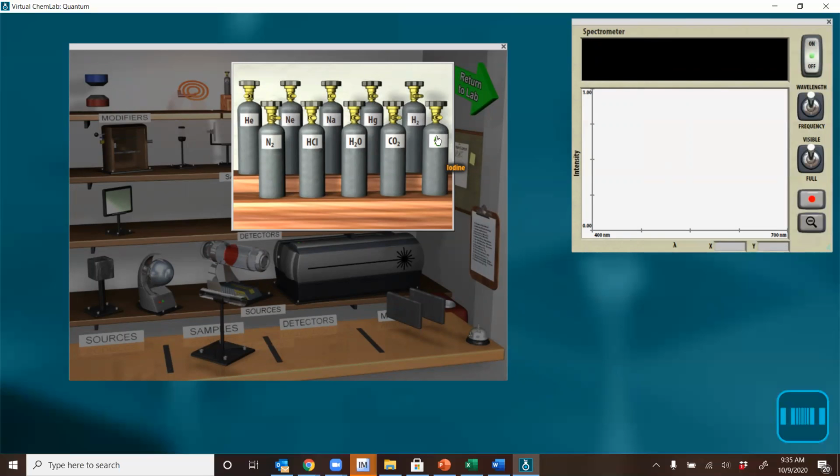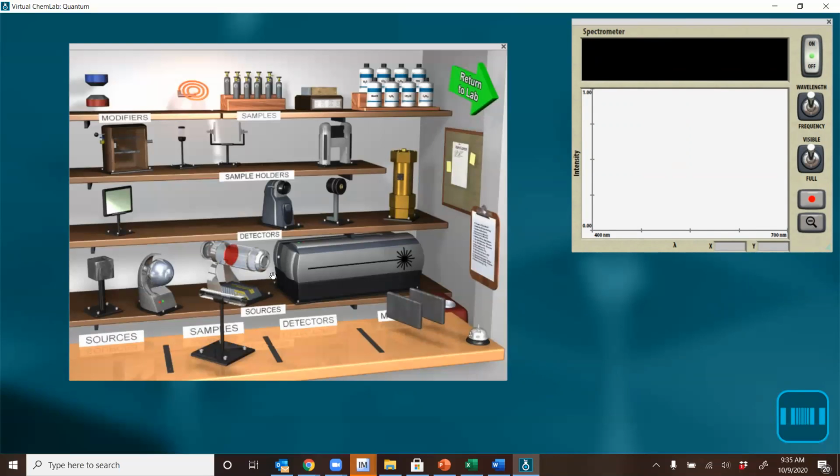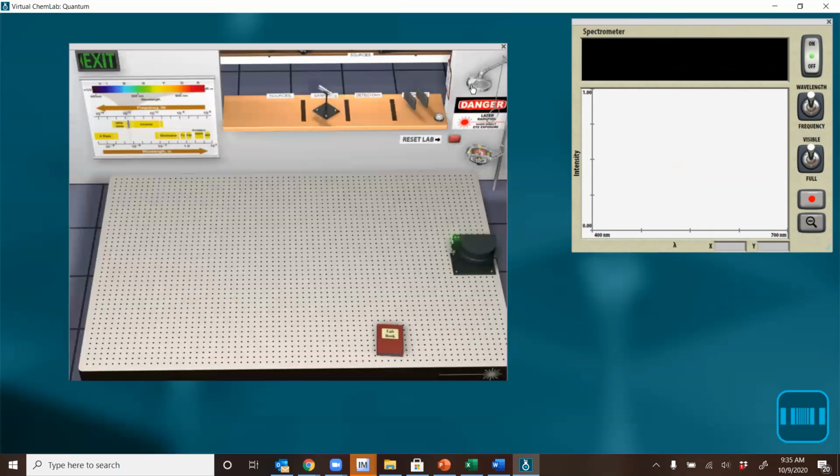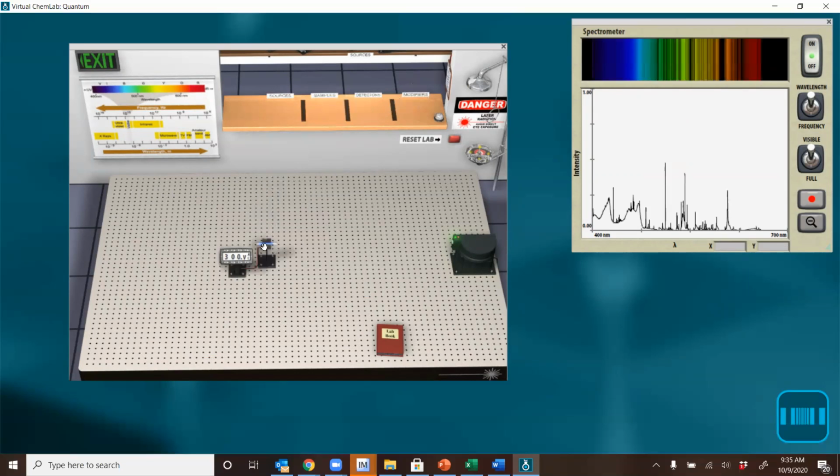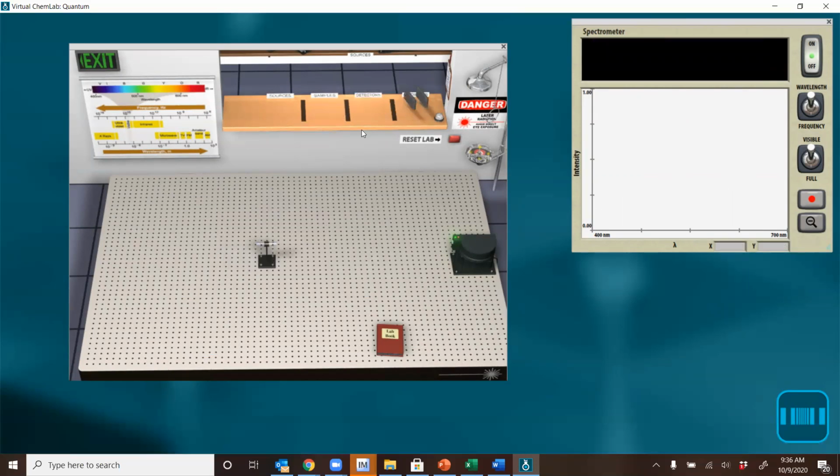Let's look at iodine. I haven't looked at that one in a long time. So now I have iodine in here. I'm going to go back to the lab and place my iodine sample and my voltage. Whoa, crazy. So that is just in the visible region of the spectrum. There are lots and lots of lines there. And let's look at mercury for just a second because it's not quite as complex.